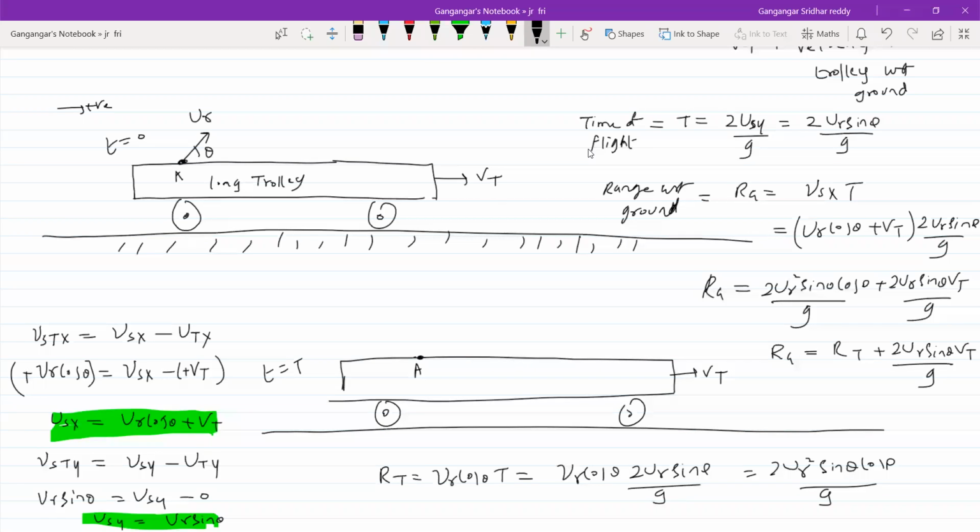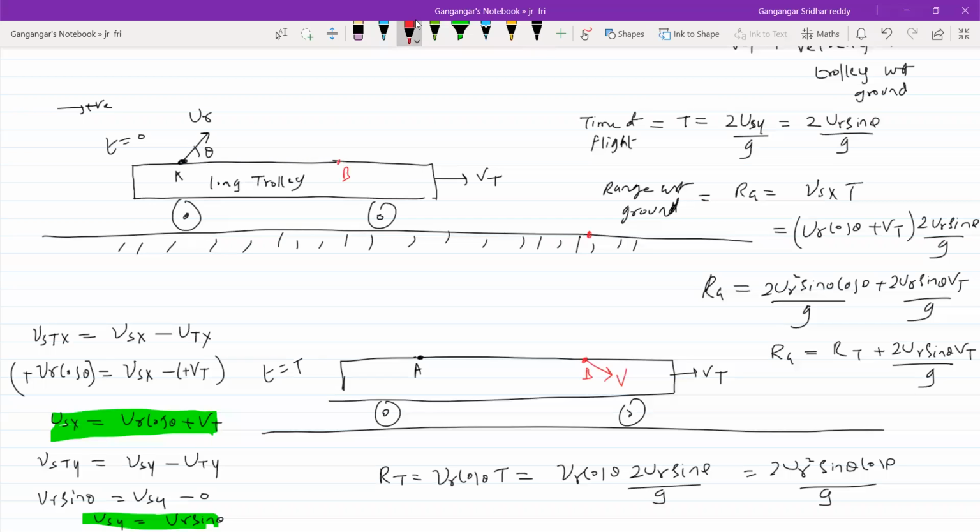So these are the things. What is actually going on? What do you mean by range with respect to ground? Finally, it will strike some point on the trolley, call it B. So where was B? B was here, no? So where will it come and strike the trolley? This is the point of striking. Say it strikes with some velocity. Then what is the range with respect to ground?